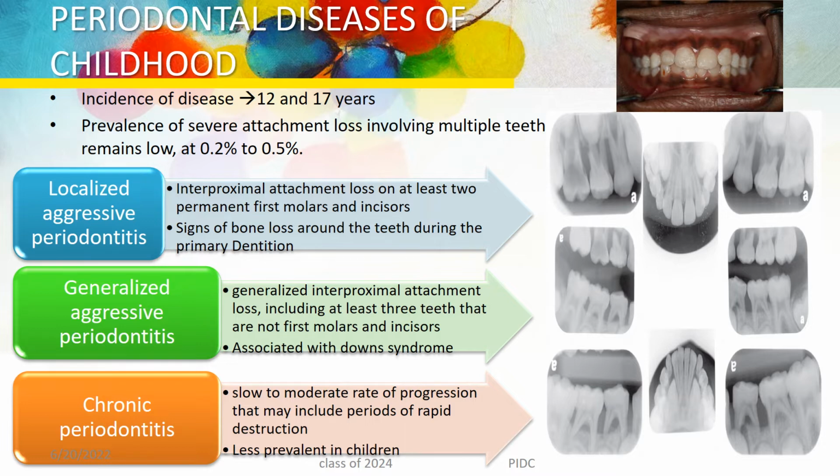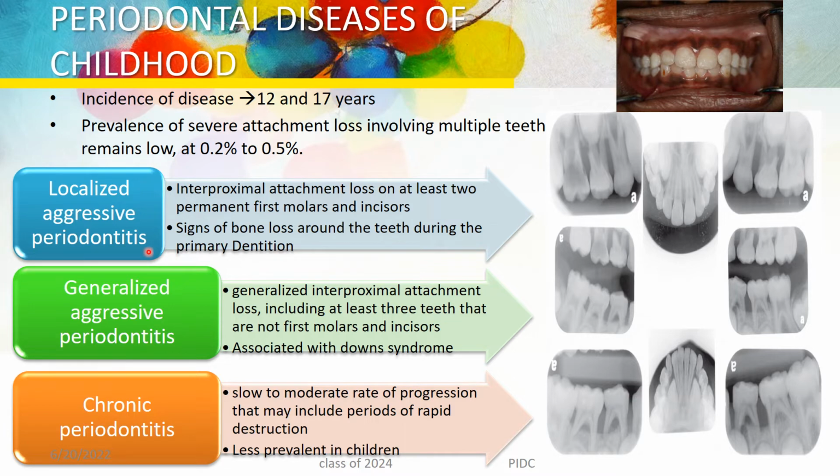Coming on to localized aggressive periodontitis, this generally occurs in and around the pubertal age. Here you could see interproximal attachment loss on at least two permanent teeth, which includes the first molar region. You can see all the molars being involved, and the incisor region. If two permanent teeth have interproximal attachment loss, then we consider a provisional diagnosis of localized aggressive periodontitis, especially if it occurs in children.